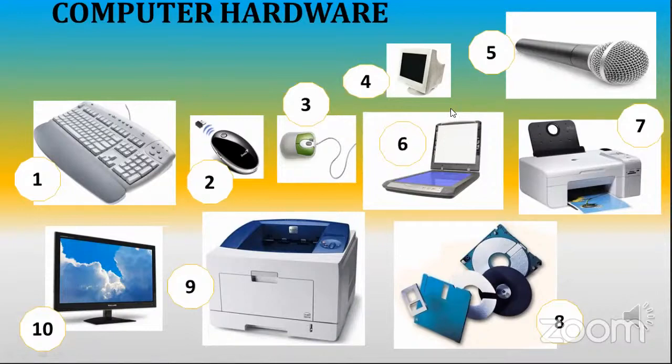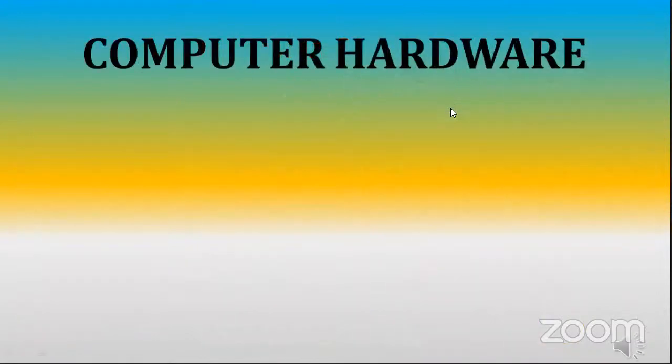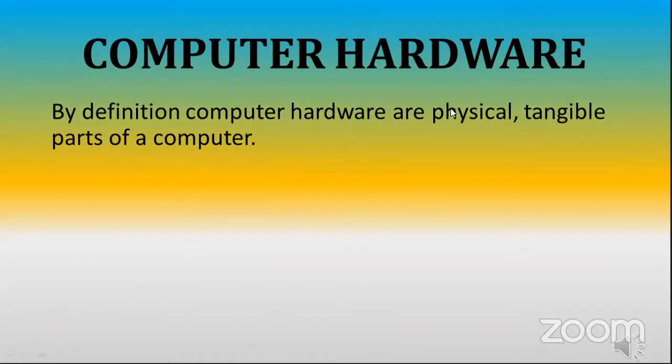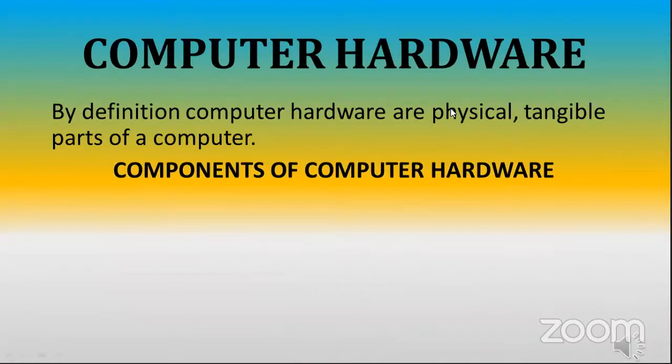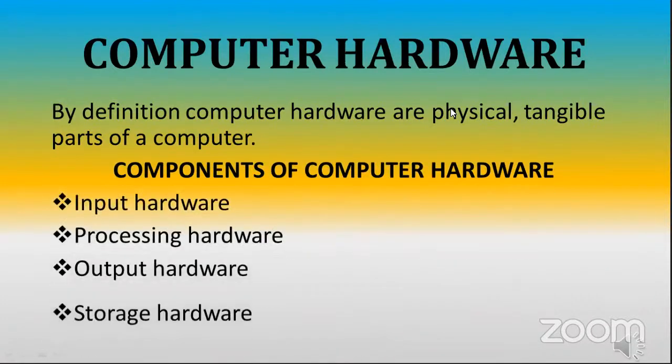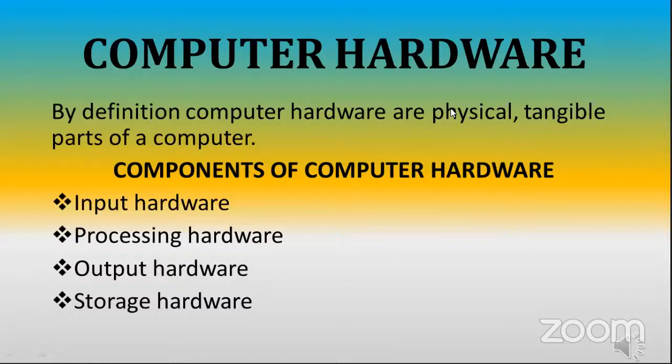Now, next on our slide, we are going to basically look at computer hardware. Let me request Kyle to read for us. Take it on, Kyle. By definition, computer hardware are physical, tangible parts of a computer. Components of a computer hardware: 1, input hardware; 2, processing hardware; 3, output hardware; and 4, storage hardware.